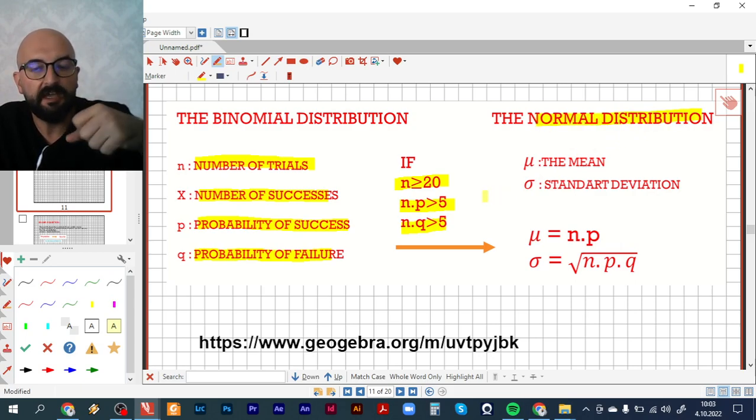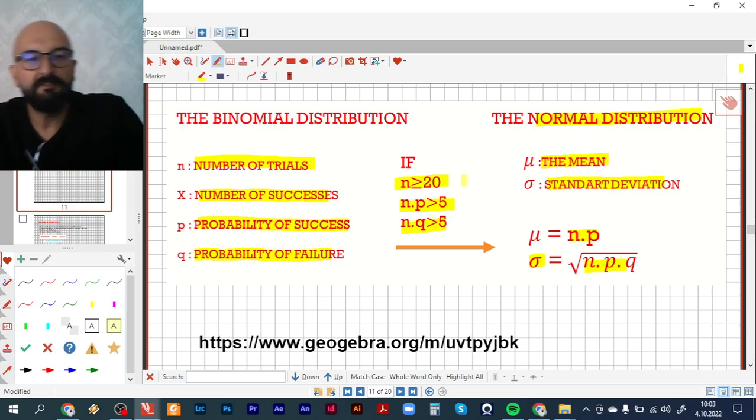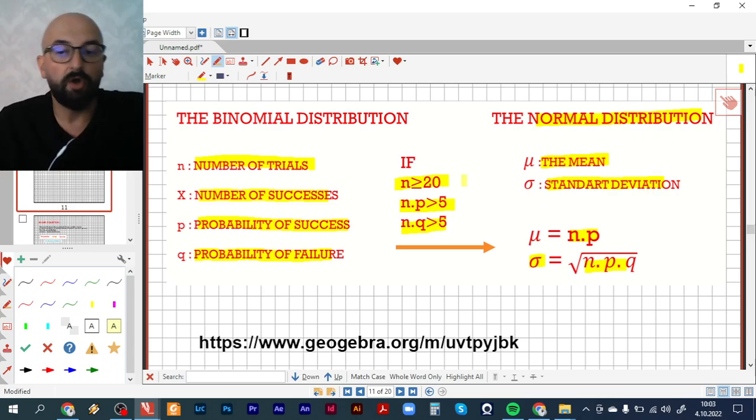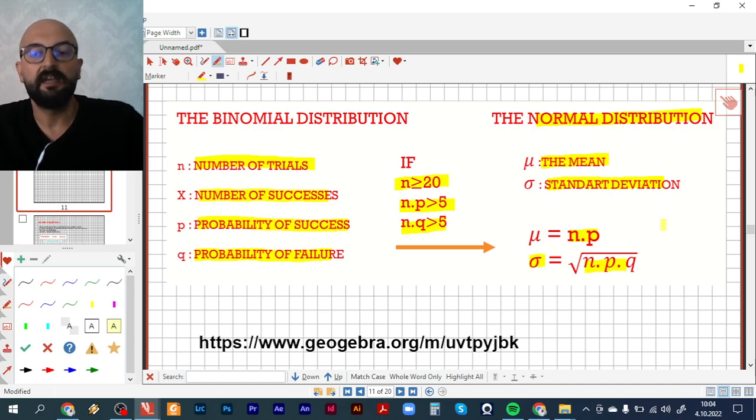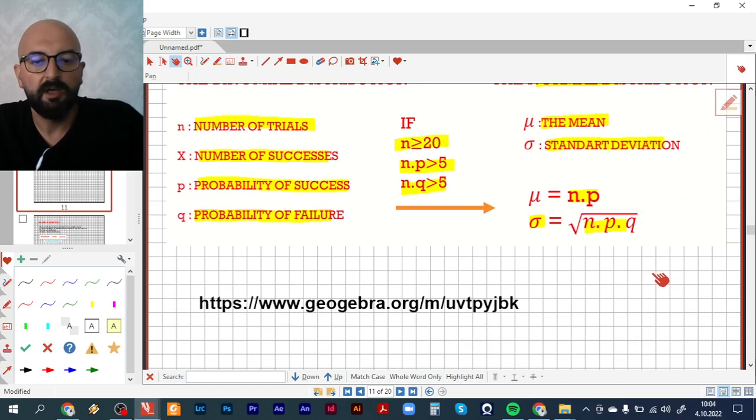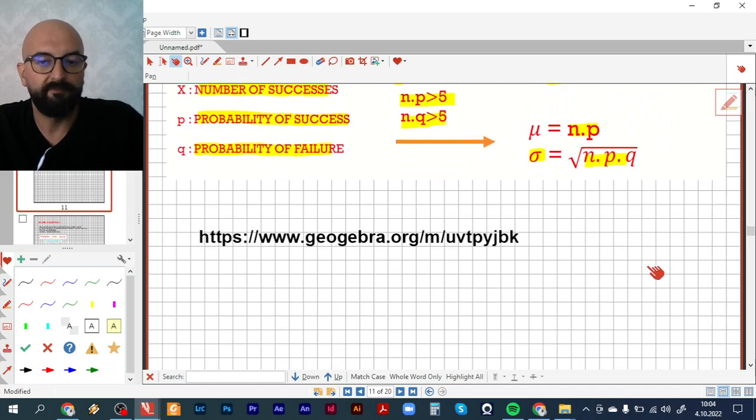So we will use, as you know, mu and sigma. Mu means the mean, and sigma means standard deviation. Mu equals n multiplied by p, and sigma equals the square root of n multiplied by p multiplied by q. We learned these formulas last weeks, so we will go on.